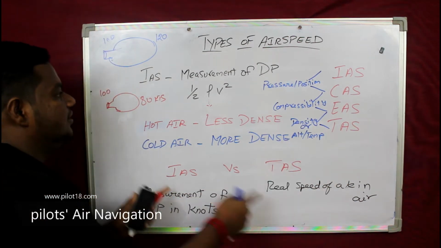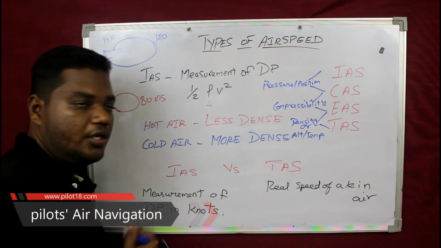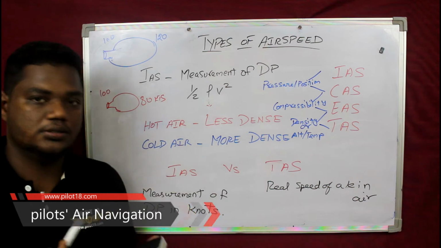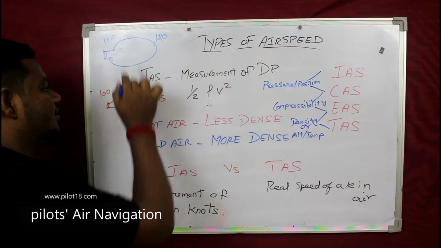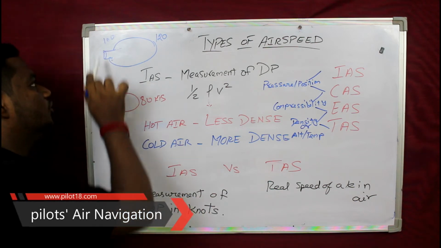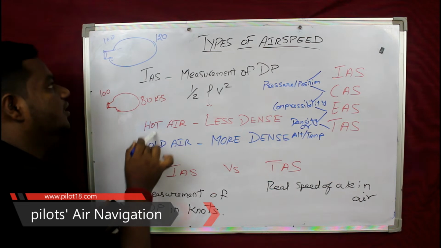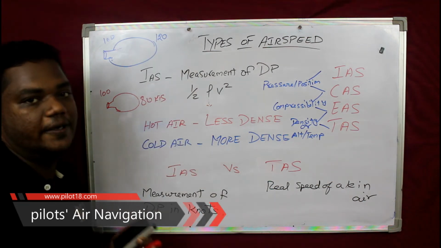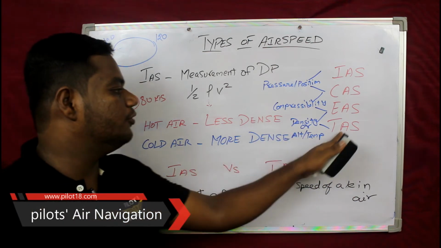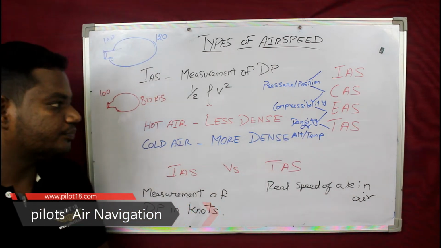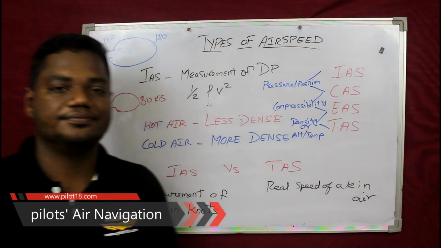So what we have just seen here. Here the change is due to less dense. We are flying in both situations at 100 knots, but we are getting a reading of 80 knots in hot air and 120 knots in cold air because of more density. If you correct the density, what you will get is the real speed of the aircraft in air. That is known as TAS.